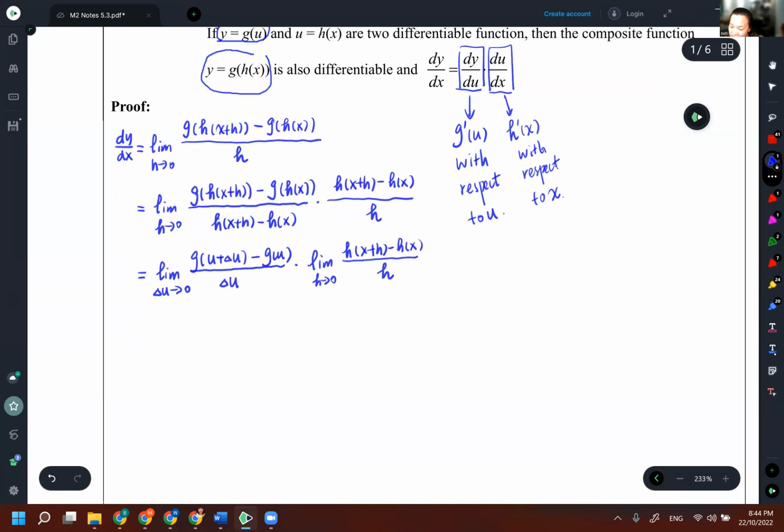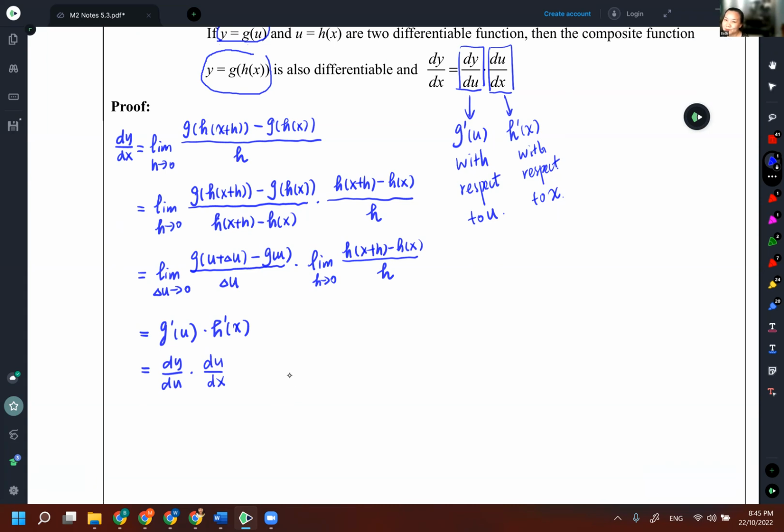Okay. So this one will be g prime with respect to u, and this one will be h prime with respect to x. If I write the other notation, it will be dy du times du dx. So that's what it is. I think the proof doesn't make you feel more safe with it. It looks like I already know the answer. I'm just working my way toward the answer. I think in a way it is.